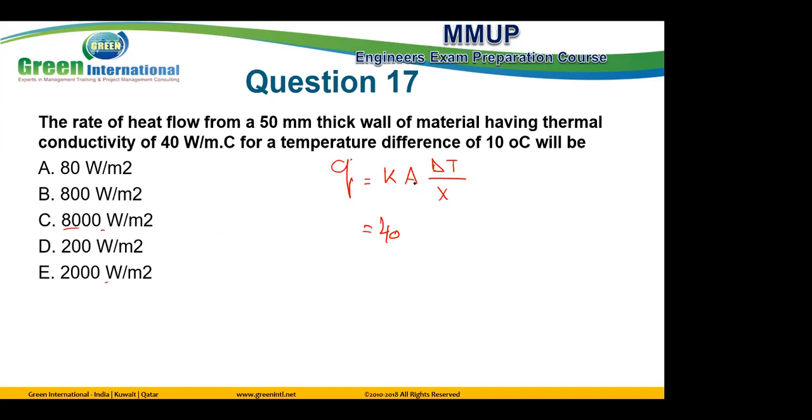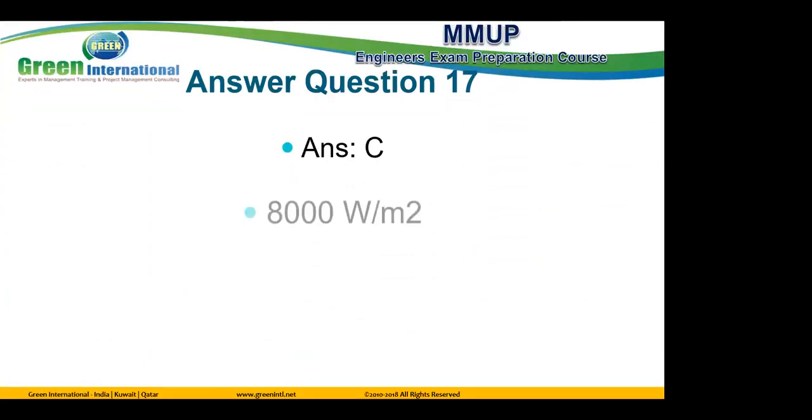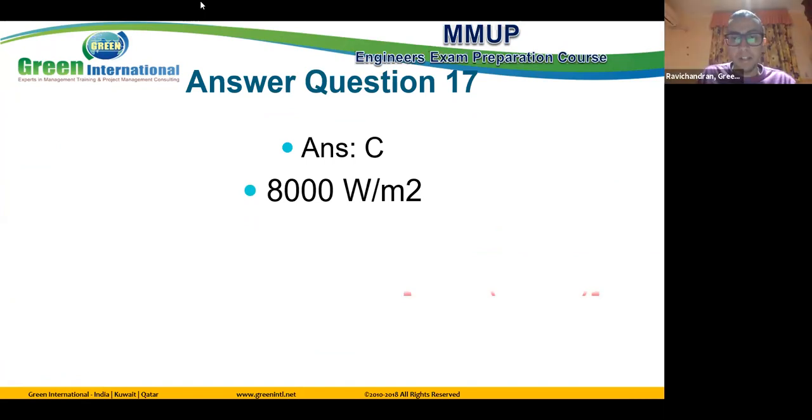Heat flux, so consider area as 1. Delta T is 10. X is 0.005. That's it. So the answer is 8,000, and this is the equation here.